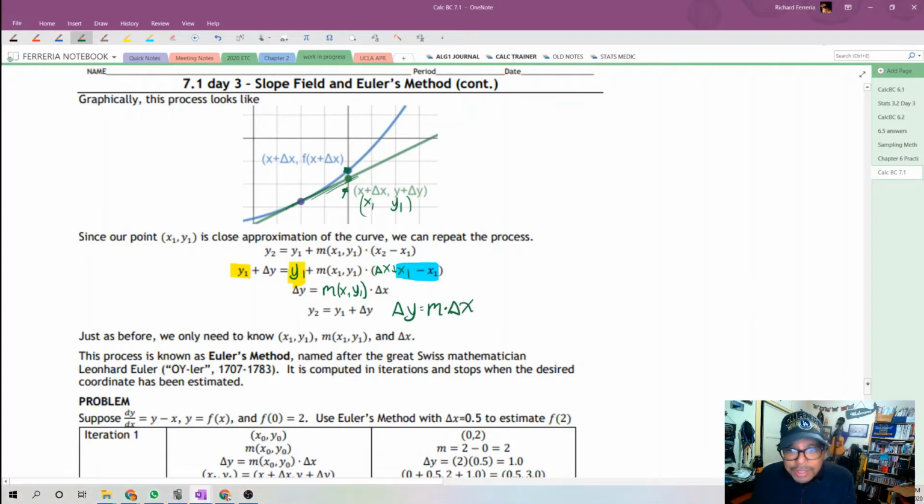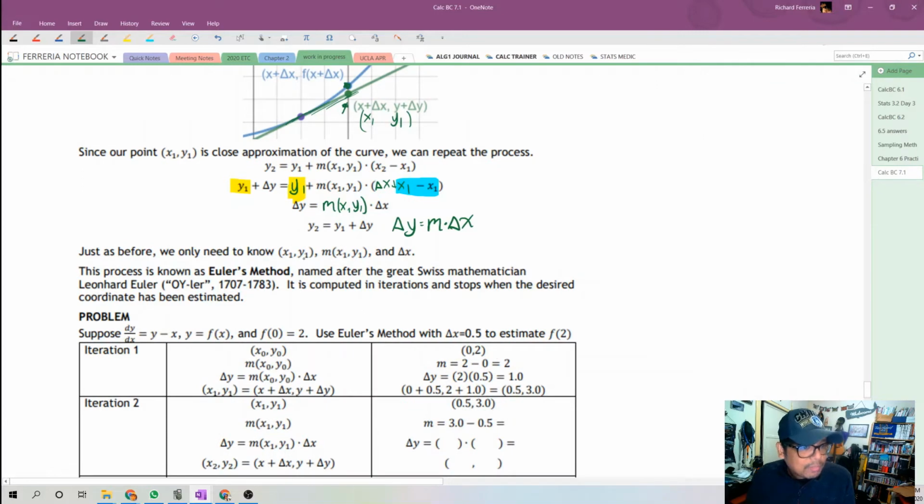So this process is going to continue. Just as before, we only need to know x1, y1, and the slope, and a delta x. Okay, so this process that we're going to do is called Euler's method, named after a Swiss mathematician named Leonhard Euler. Pronunciation to help you here, it's Euler, from 1707 to 1783. It's computed in iterations and stops when the desired coordinate has been estimated.